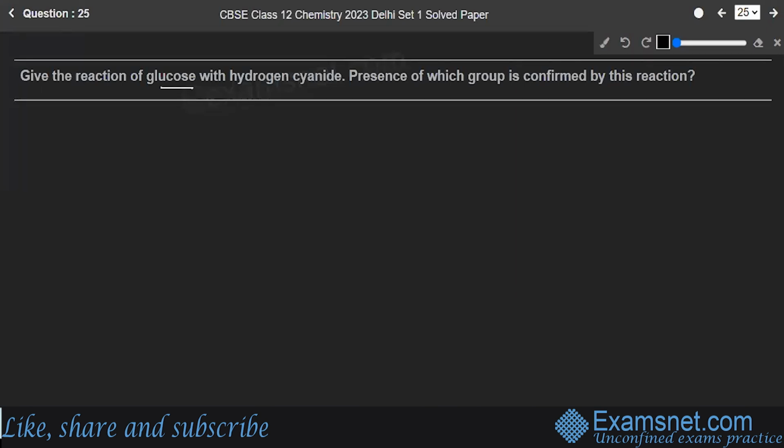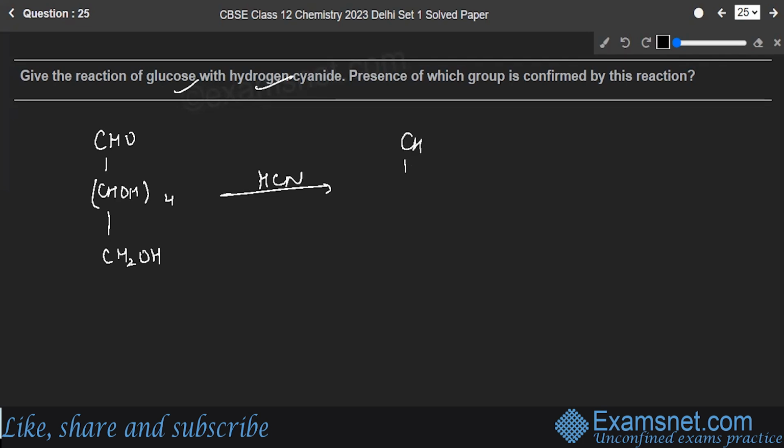Question 25: give the reaction of glucose with hydrogen cyanide. Presence of which group is confirmed by this reaction? Let's complete the reaction. This is glucose, CHO, (CHOH)4, CH2OH. On reaction with hydrogen cyanide, this will give me CN and OH attached here, and the rest will be (CHOH)4, CH2OH.